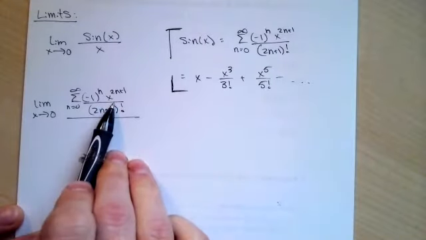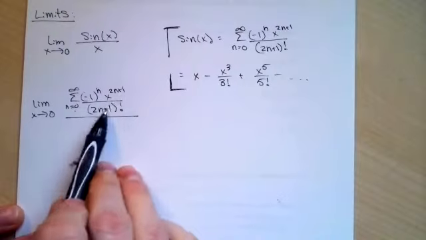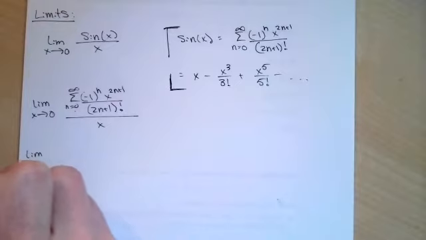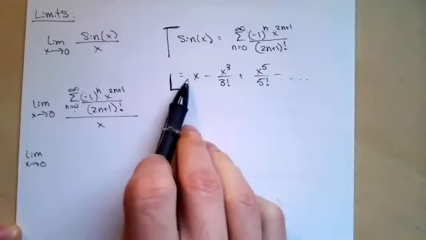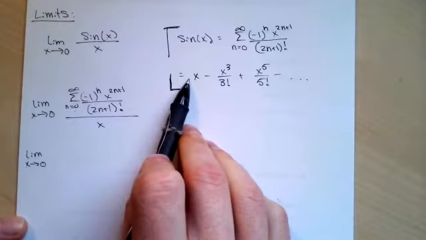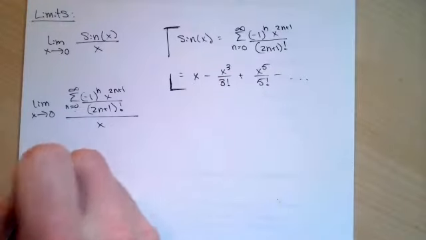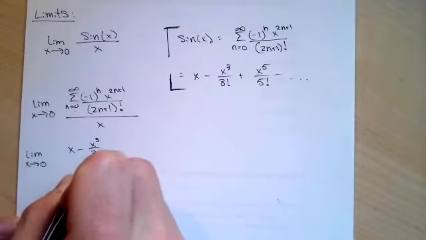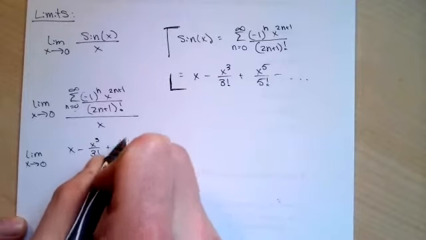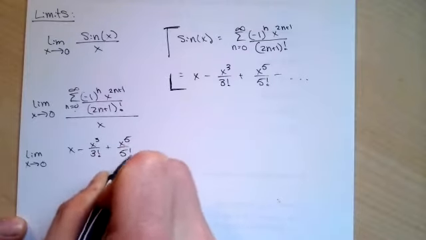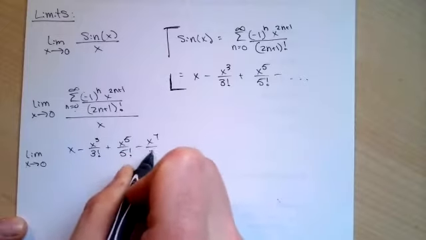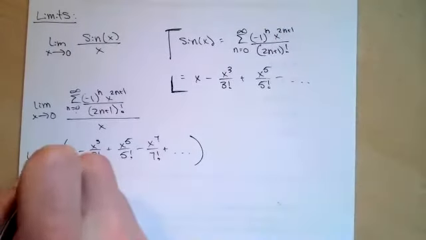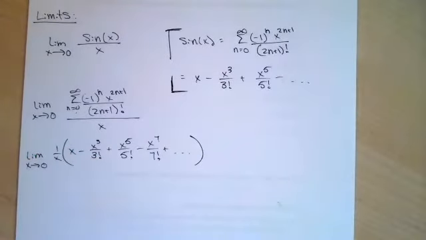you do want to be careful about the starting values of the indices, and you can get around some of the errors that will occur, especially if there's a constant term, by simply writing it out. So we know that we want the limit going to 0 of x minus x cubed over 3 factorial plus x to the 5th over 5 factorial. And then we can write the 1 over x as a product on the outside.